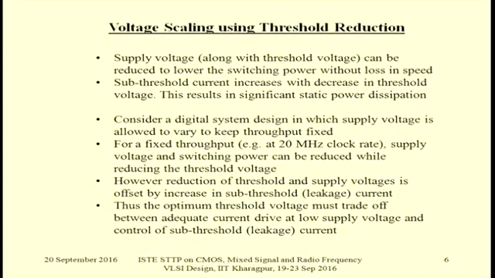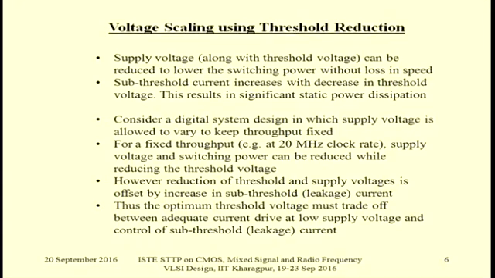We have taken one example: consider a ripple carry adder, say a 16-bit ripple carry adder. We have to maintain a fixed throughput, say at a 20 MHz clock rate. This is just an example. Supply voltage and switching power can be reduced while reducing the threshold voltage. However, the reduction of threshold voltage and supply voltage is offset by an increased current.